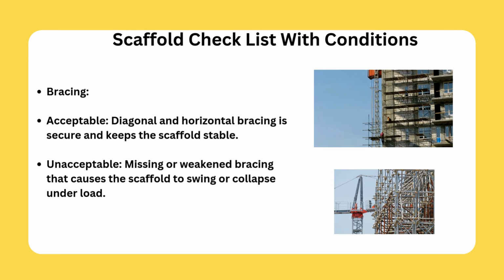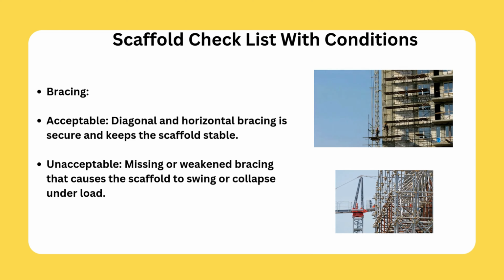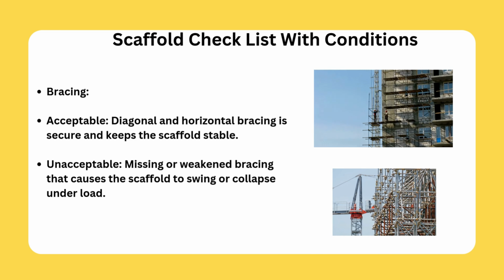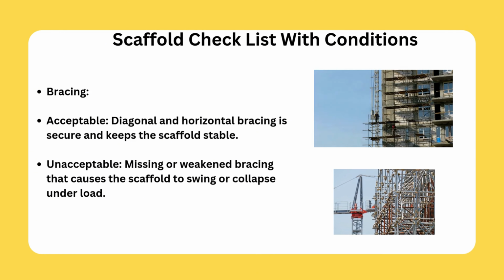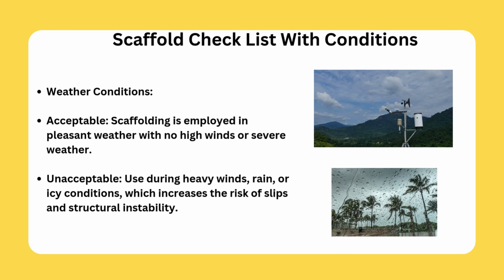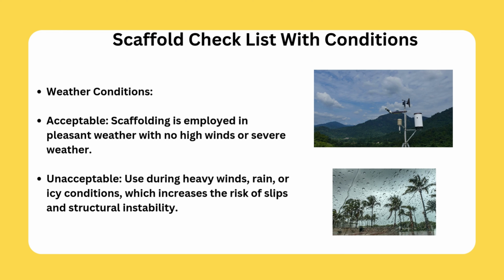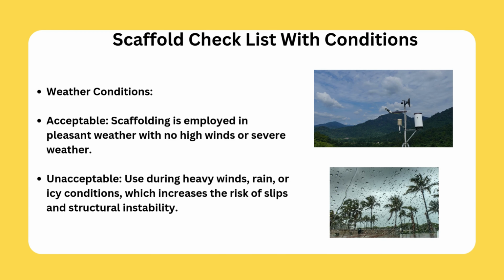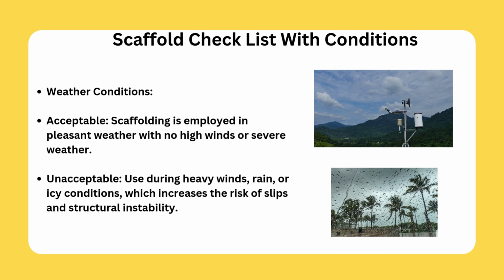Bracing. Acceptable: diagonal and horizontal bracing is secure and keeps the scaffold stable. Unacceptable: missing or weakened bracing that causes the scaffold to swing or collapse under load. Weather conditions. Acceptable: scaffolding is employed in pleasant weather with no high winds or severe weather. Unacceptable: used during heavy winds, rain, or icy conditions, which increases the risk of slips and structural instability.